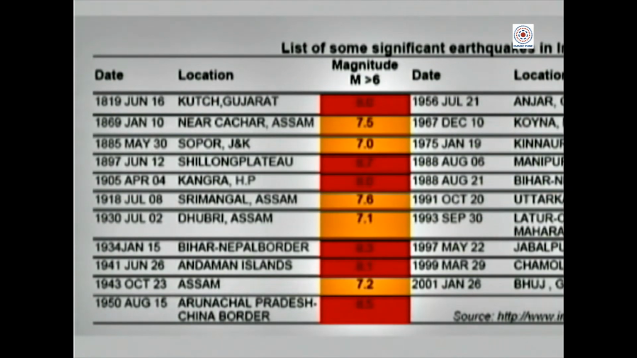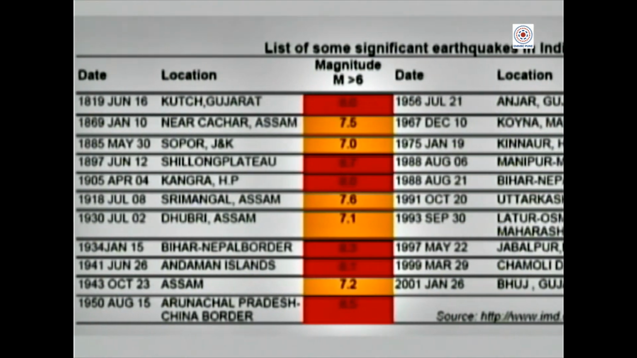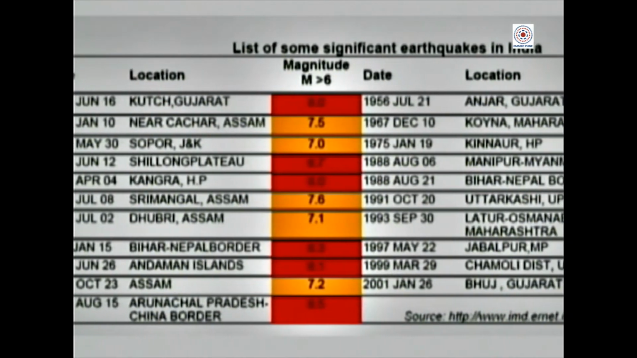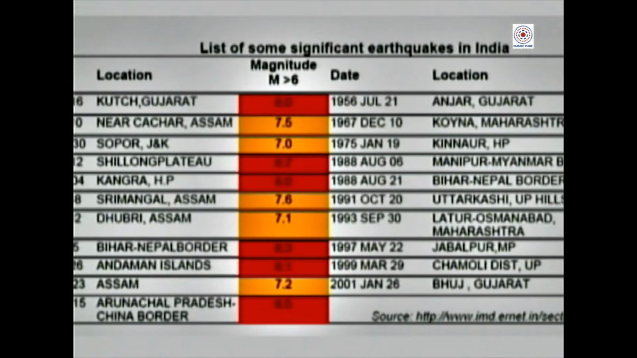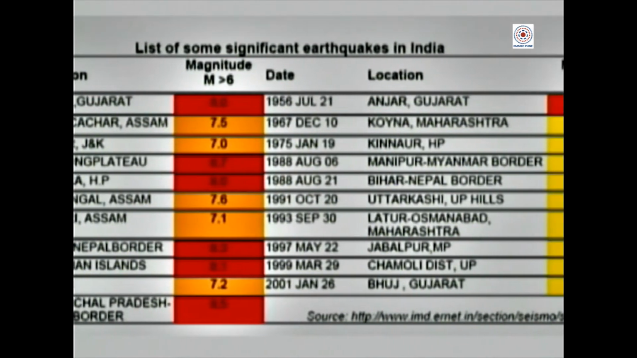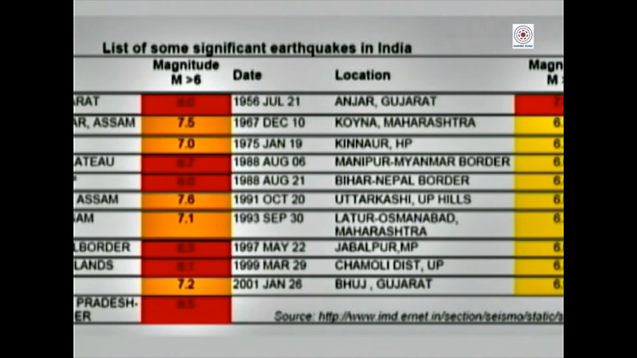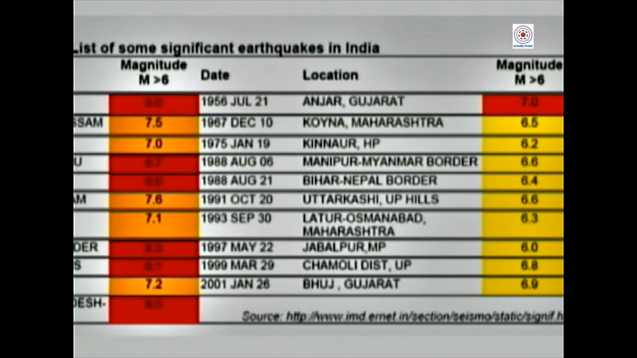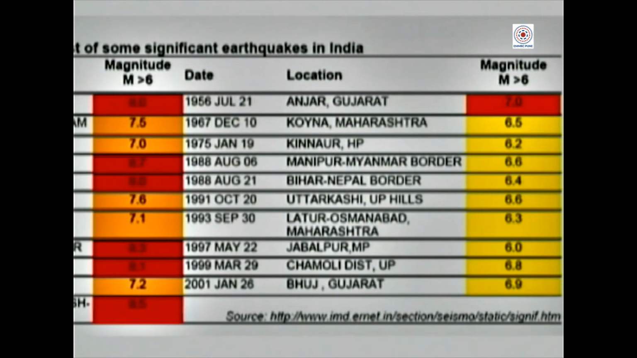If we see the major and significant earthquakes in India, the catalogue shows 1819 Kutch area, Gujarat, June 16, was affected by an earthquake. In 1956 Anjar, Gujarat was affected, with a 7.0 magnitude earthquake reported. In 2001 the Bhuj area of Gujarat was affected, with a 6.9 magnitude earthquake reported. From 1819 to 2001 we have seen 3 earthquakes in Gujarat itself, and all 3 were massive.